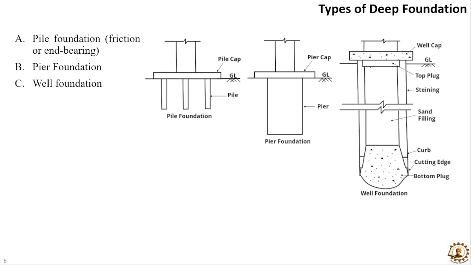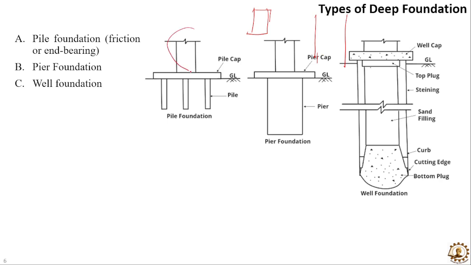Now we can further classify the deep foundation mainly into three categories based on the structural elements. That means what structural element we are using: a cylindrical shaft, or a well kind of structure. So depending on this, we can classify the deep foundation as a pile foundation, pier foundation, and well foundation.